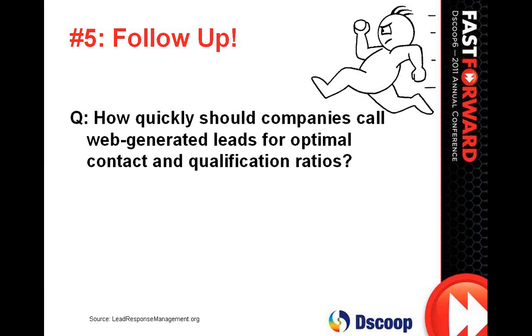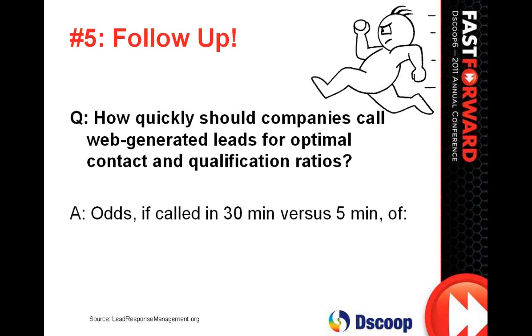Here's a question that a company called leadresponsemanagement.org recently analyzed. They said, all right, how quickly should companies call web-generated leads, leads that are generated from landing pages or microsites, for optimal contact and qualification ratio? So contact is the idea of just reaching someone on the phone, whereas qualification is the idea of not only reaching them on the phone, but also having a qualifying conversation with them, one where you start to get into their needs and wants and make an assessment. Well, here's what they found. The odds, if a lead is called in 30 minutes versus 5 minutes, of contacting goes down 100 times.